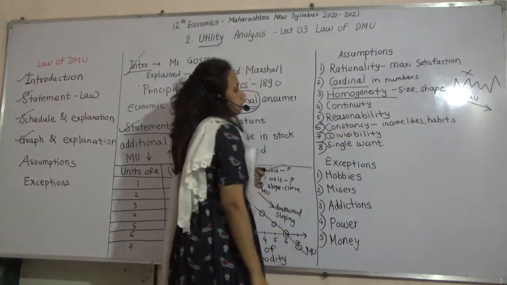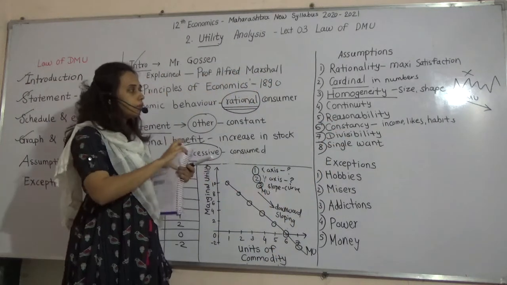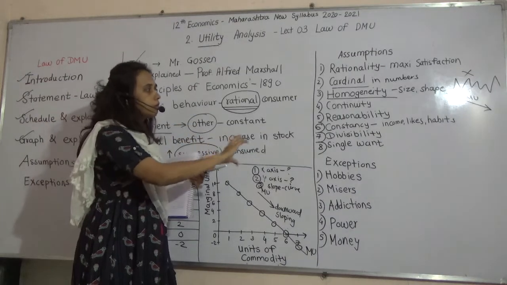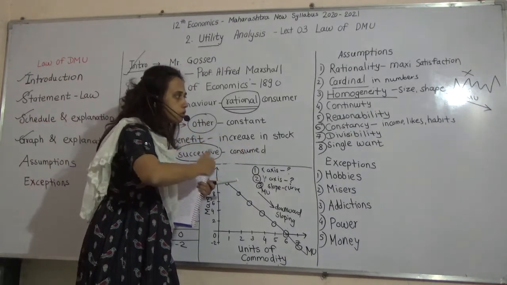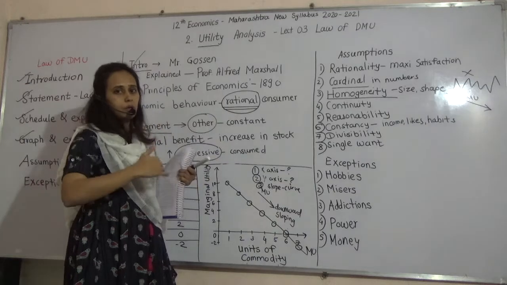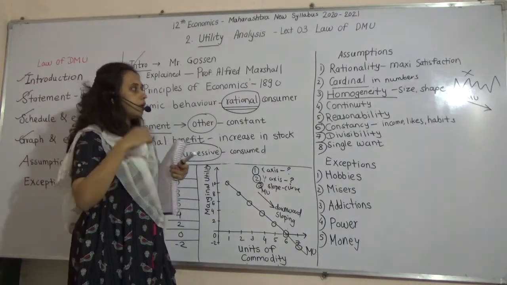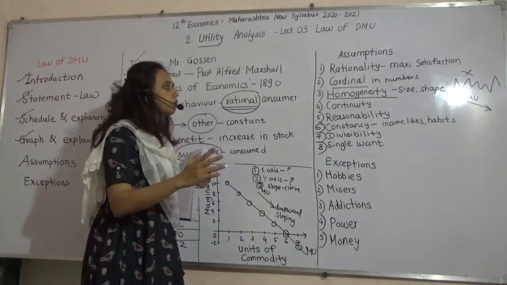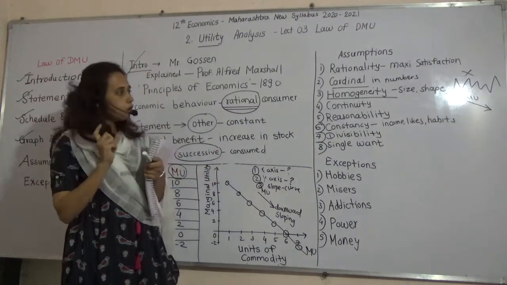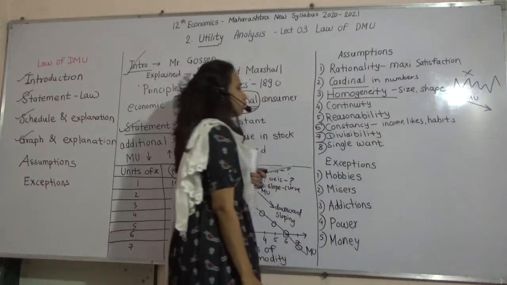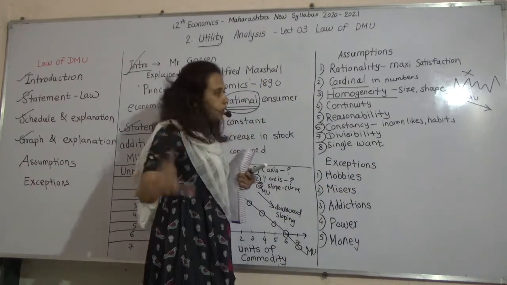Then constancy. Constancy means suppose I am drinking cold drinks and if I am liking Maaza, then constancy should be there. After drinking first, second, suddenly I should not start drinking another flavor. So there should be constancy. Same in likes, habits, income, everything should be constant while proving that law.